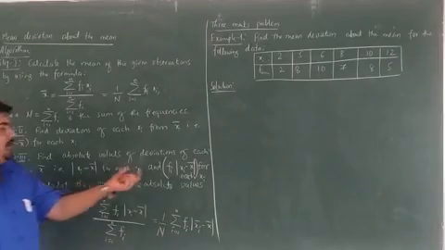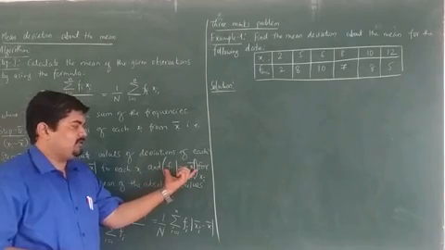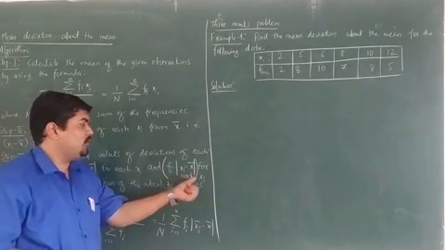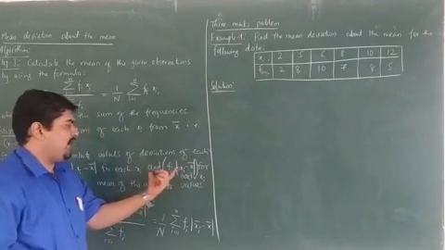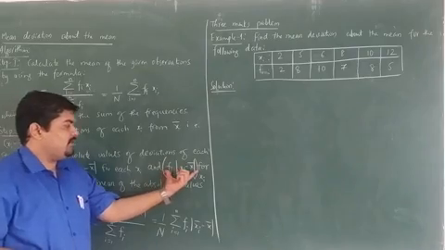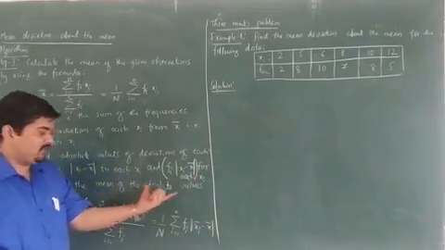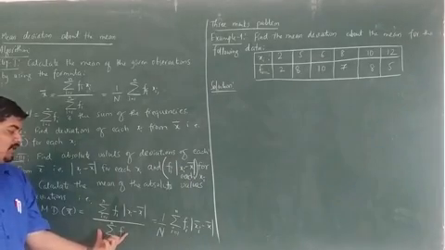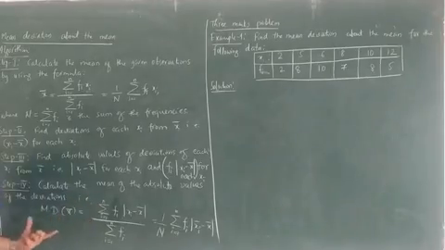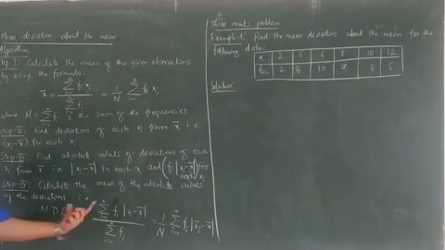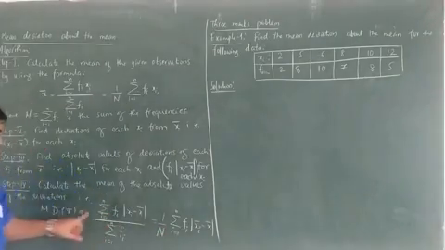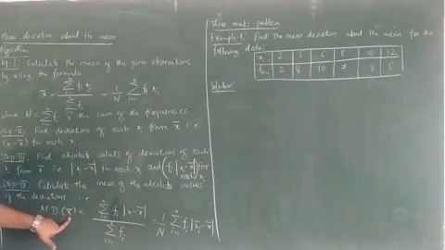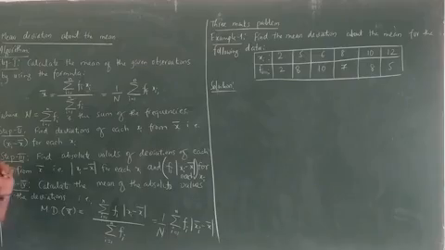That means your task is to add up all these parameters with respect to each given data point, and divide the summation of these parameters by the number of observations, or the summation of the frequencies. This is the exact formula you are supposed to remember to calculate the mean deviation above the mean for the discrete frequency distribution.